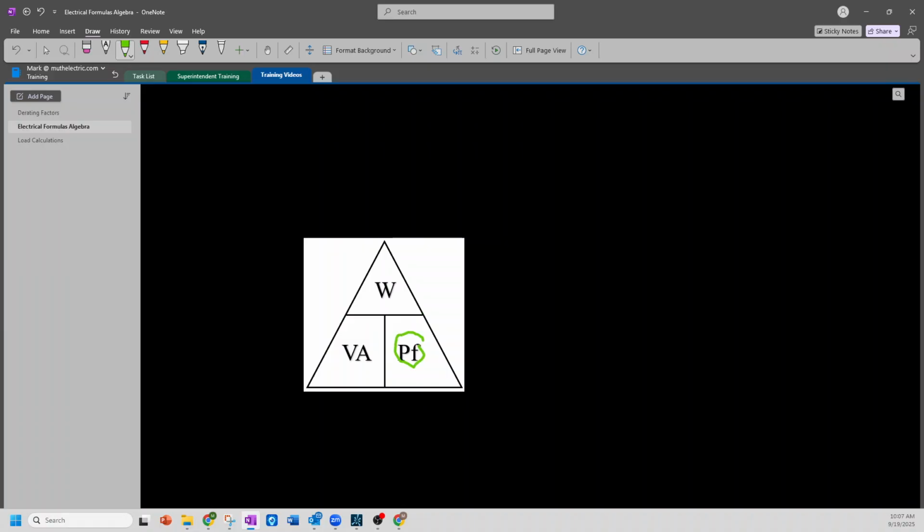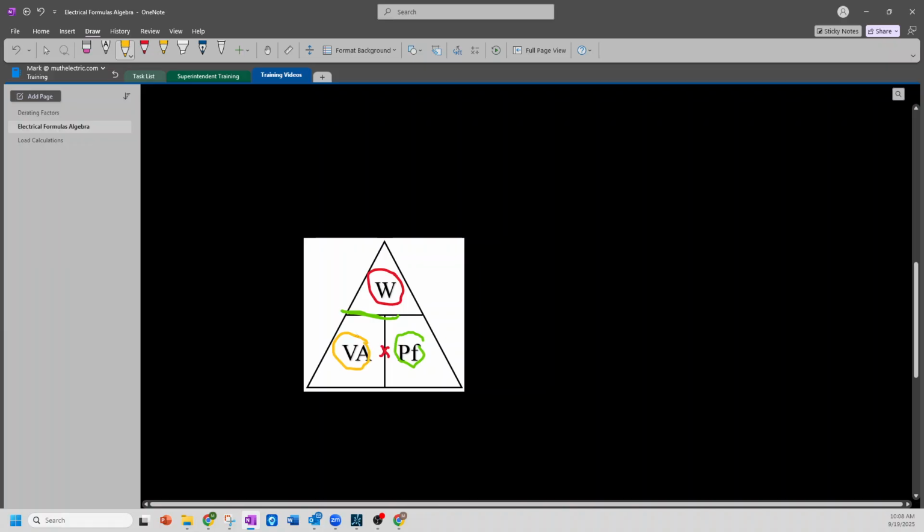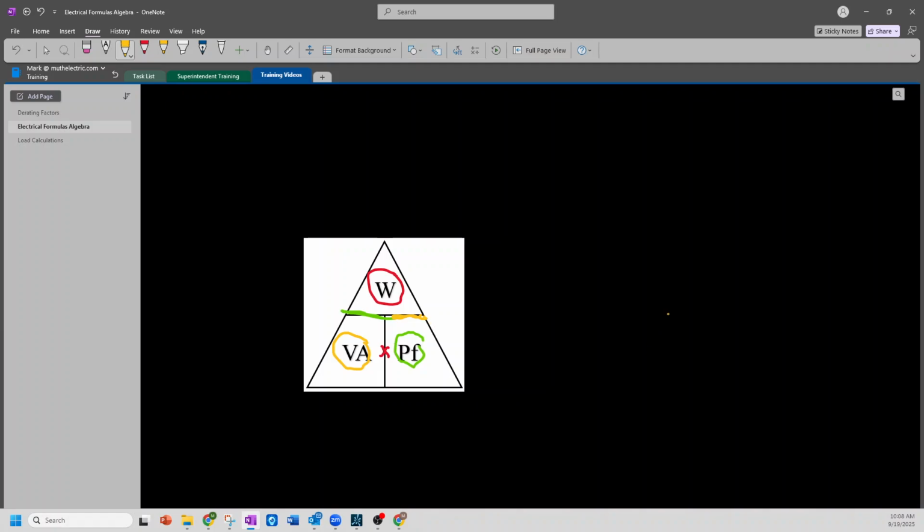Okay, and I think that's where, oh, real quick, this one, if you want to find power factor, you simply take your watts divided by your volt amps. Okay, if you want to find watts, you multiply your volt amps times your power factor. Okay, if you want to find volt amps, you divide your watts by your power factor. You can do that with your Ohm's law as well.